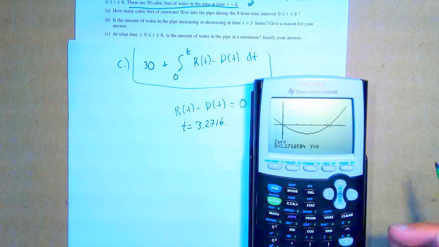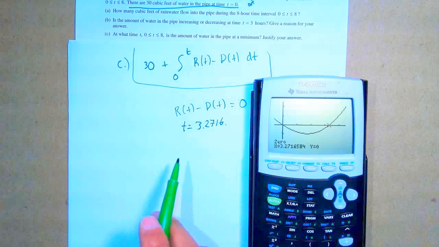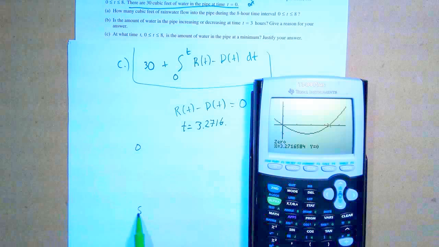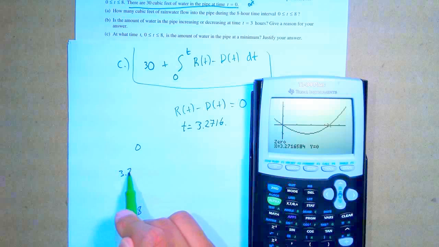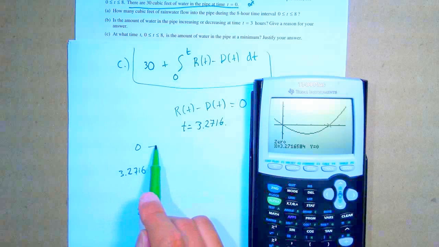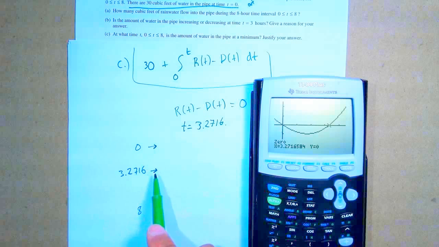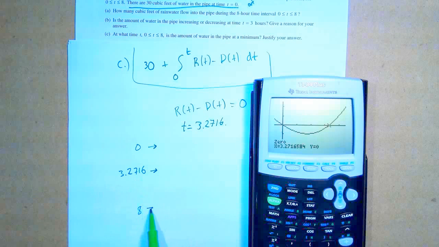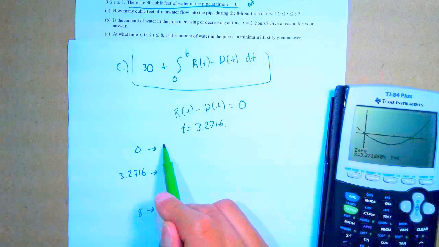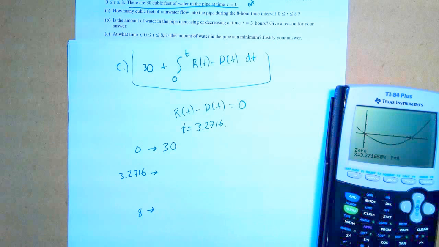Now, the one thing that I do not know is if this is my final answer. And that's because I also have two other endpoints. I have an endpoint at 0, and I have an endpoint at 8. And I have my critical number as 3.2716. So what I need to do is figure out the original amount at 0, the amount in the tank at 3.2716, and the amount of water in the pipe at 8. Well, the easy one is 0, because at 0, I started off with 30 cubic feet of water. But what about 3.2716? How do I figure it out?